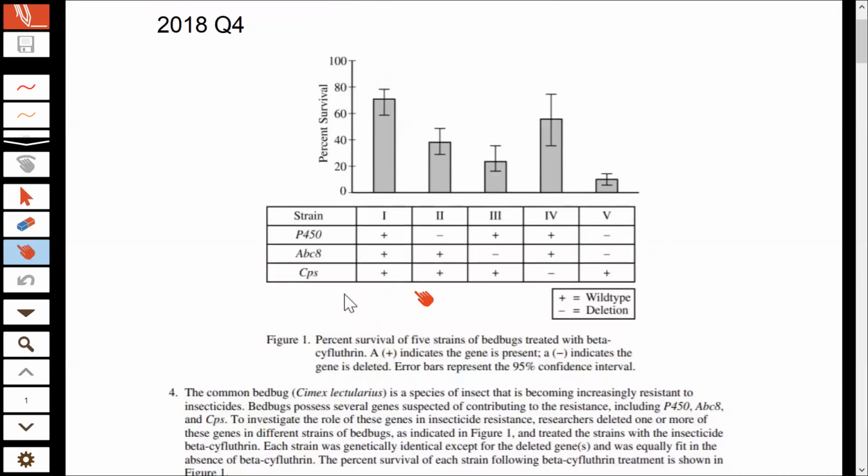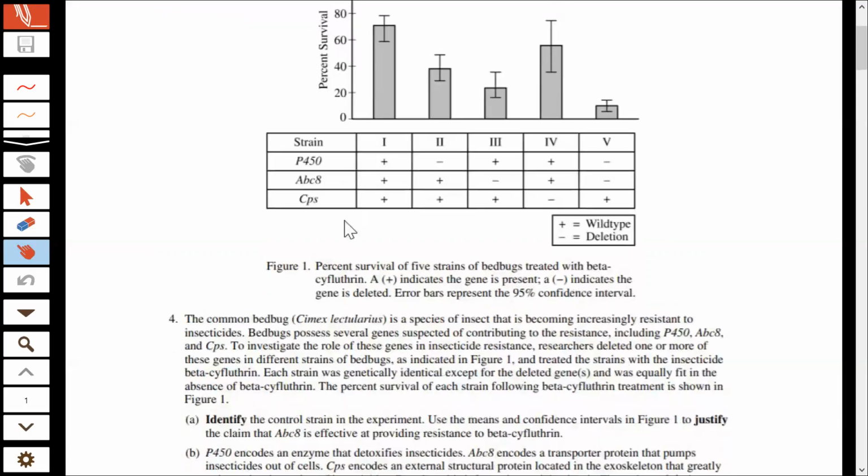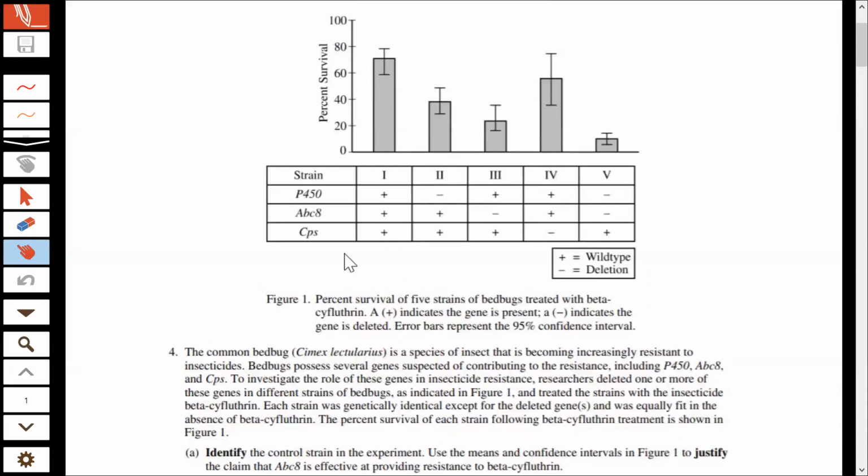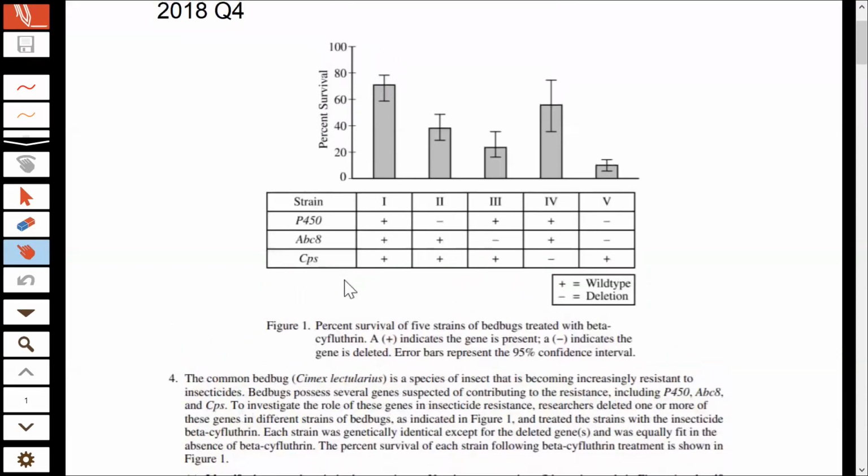So what two groups should we be comparing if we're trying to justify the claim that ABCA is effective at providing resistance? So it should be the control strain, and then the one where the ABCA was deleted. Correct, right, so 1 and 3. And the justification that we'll give is, the first thing to note is that they are statistically different, right? They're significantly different because their error bars do not overlap, right?